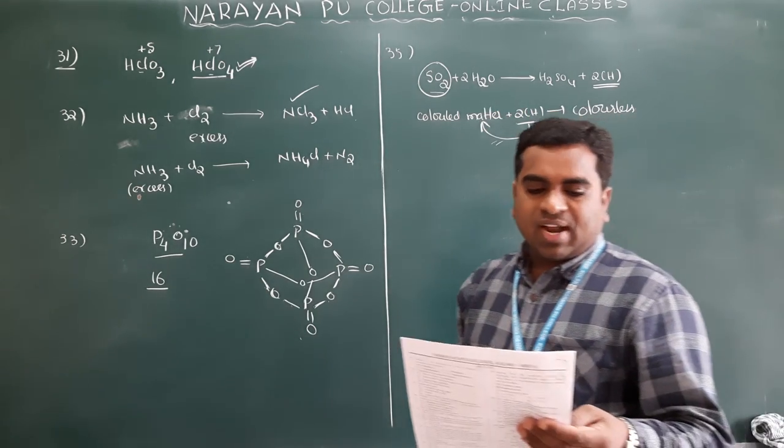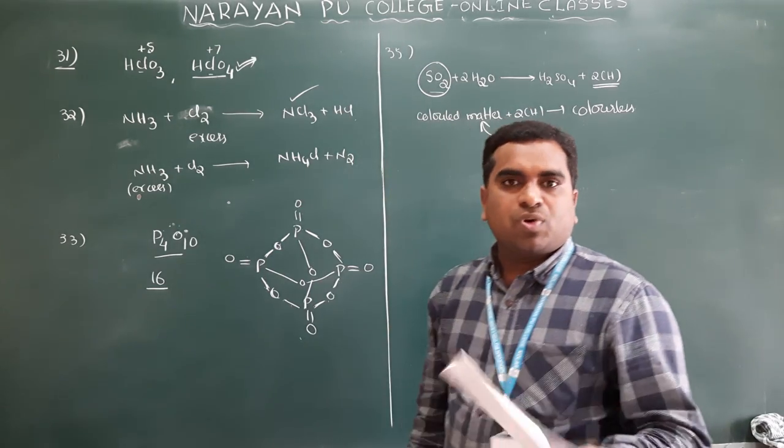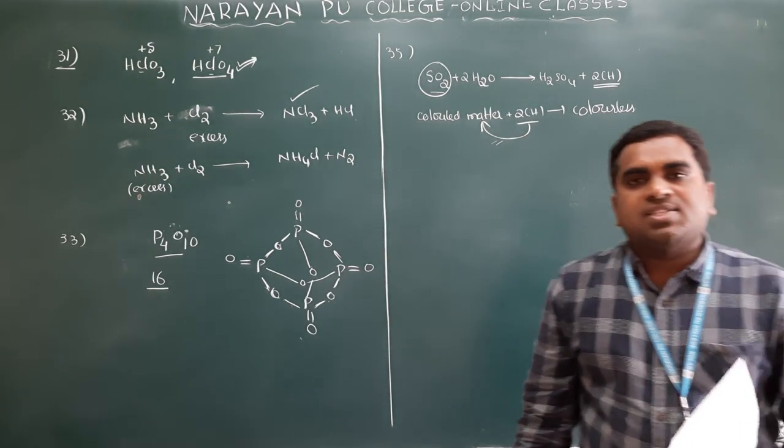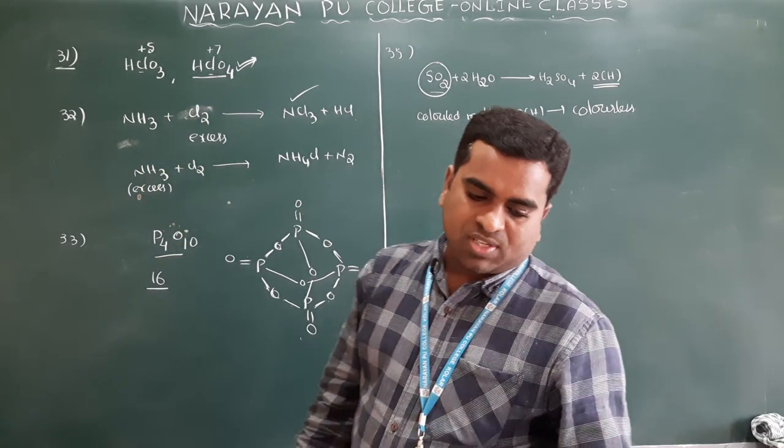Next, question 36. You already know the catalyst used in making H2SO4 in the contact process. What is the catalyst used in the contact process? V2O5, vanadium pentoxide.